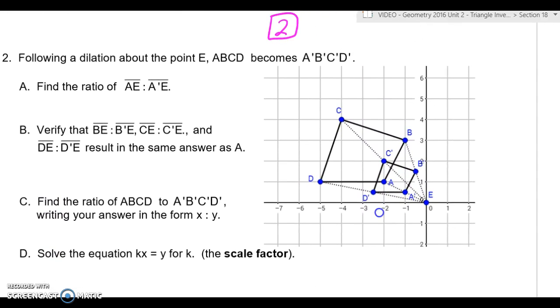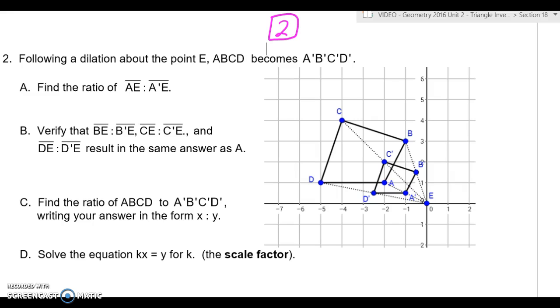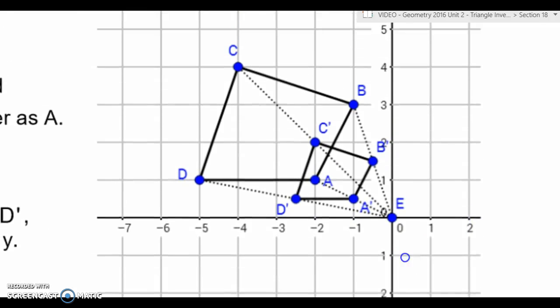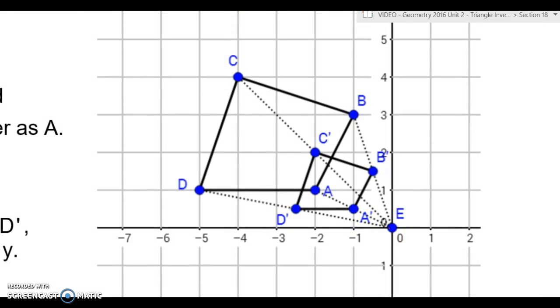Similarly, number 2, following a dilation about point E, ABCD becomes A prime, B prime, C prime, D prime. Find the ratio of AE to A prime E. So AE, we're looking at point A, which is at negative 2, 1. And we're looking at point A prime, which is at negative 1, 1 half. It appears that what's happening here is that the points are being cut in half to get my image point from my pre-image. And that works for any of the points that we use.